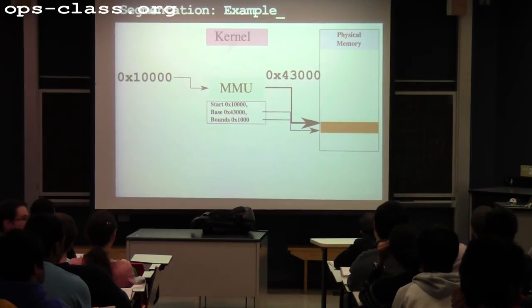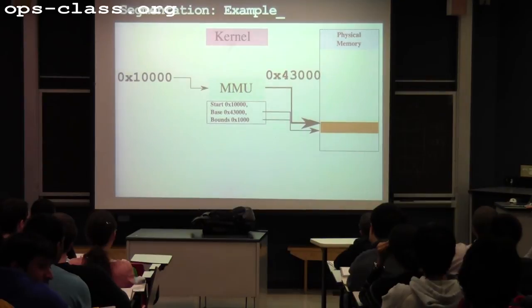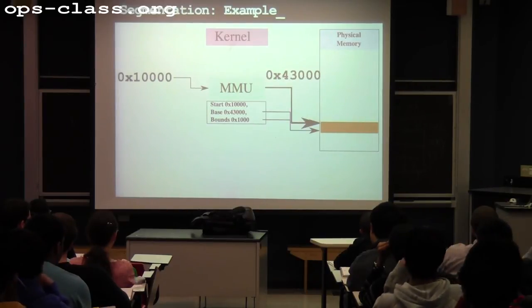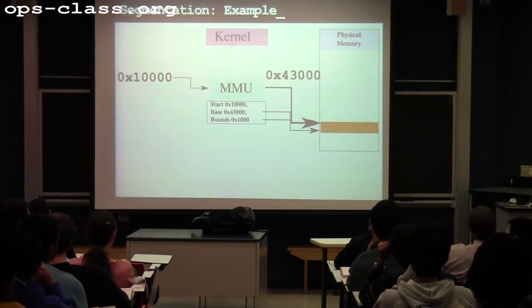Does the start have to be less than the virtual address, or can we start from that start? In this case, it's inclusive. So I'm going to lop off the start, so as long as the address is greater than or equal to the start, I'm fine. This gives me the ability to address physical address 43,000. Good questions. Any other questions?